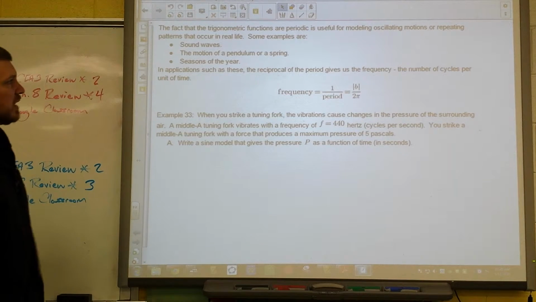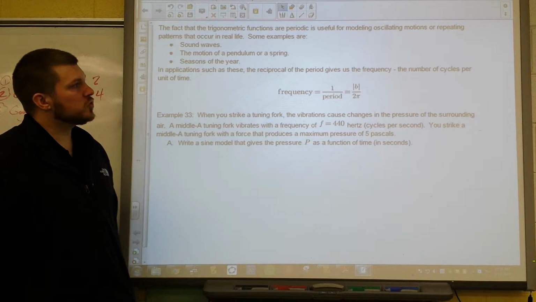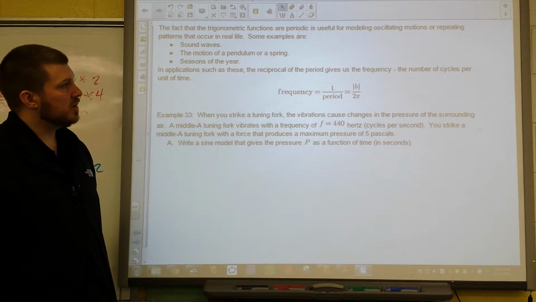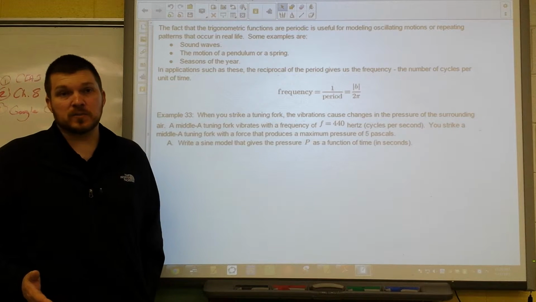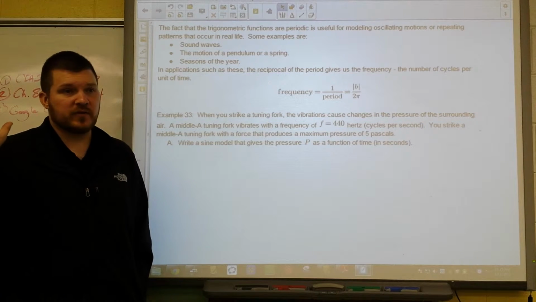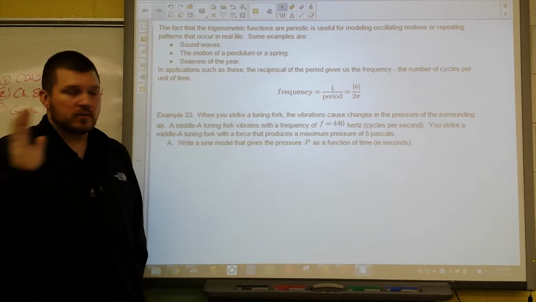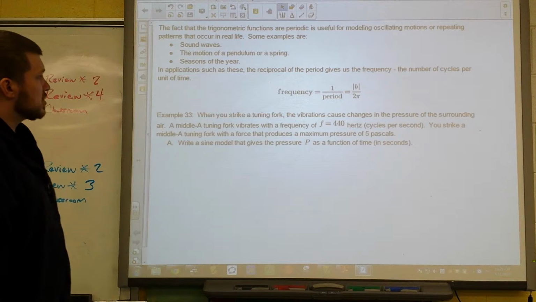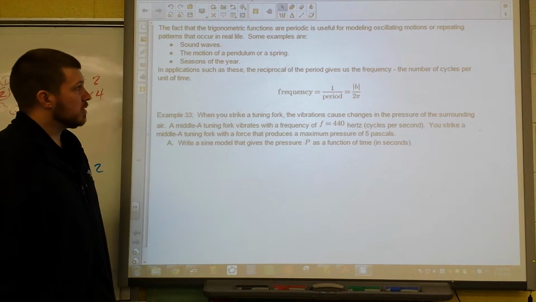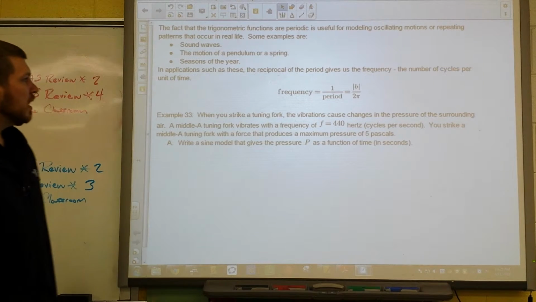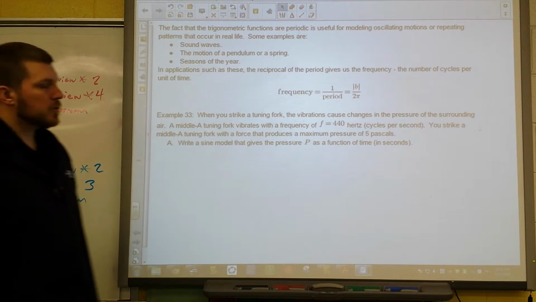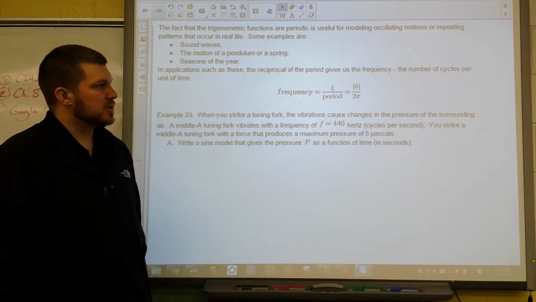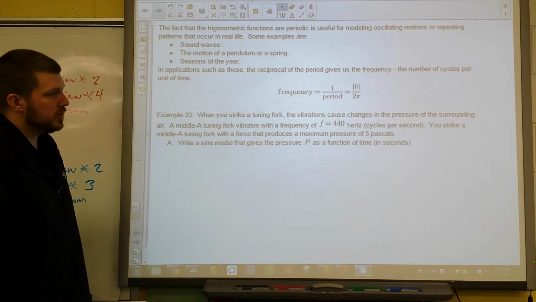Okay, and the fact that trig functions are periodic is useful because they model oscillating motion. Now, oscillating just means it goes back and forth, kind of like an old-timey oscillating fan. Back and forth, back and forth. That's an oscillating pattern. Some examples are sound waves, the motion of a pendulum or a spring, seasons of the year. In applications such as these, the reciprocal of the period gives us the frequency, which is the number of cycles per unit of time.